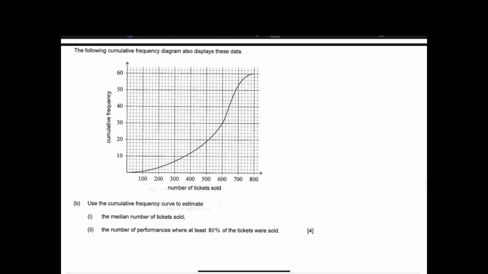Now moving on, a cumulative frequency diagram is also given to you. You have to use the cumulative frequency diagram to estimate the median number of tickets sold. So the median number of tickets sold will be given by the 30th cumulative frequency. So I'll just draw a line from here and go down. This gives me the value of 600. So the median number of tickets sold will be 600.